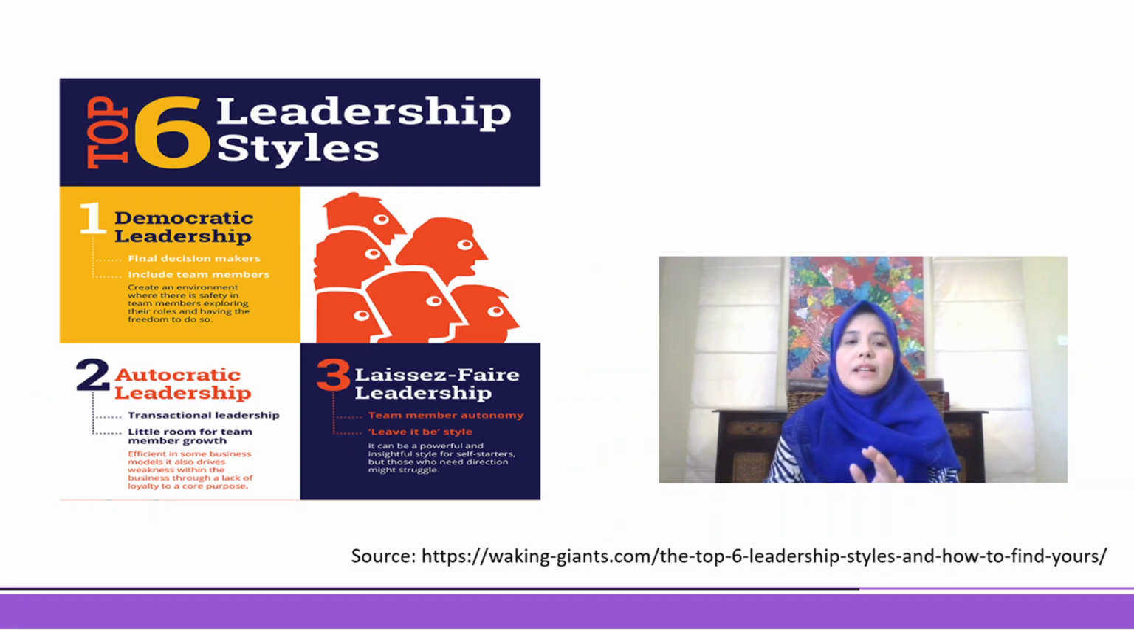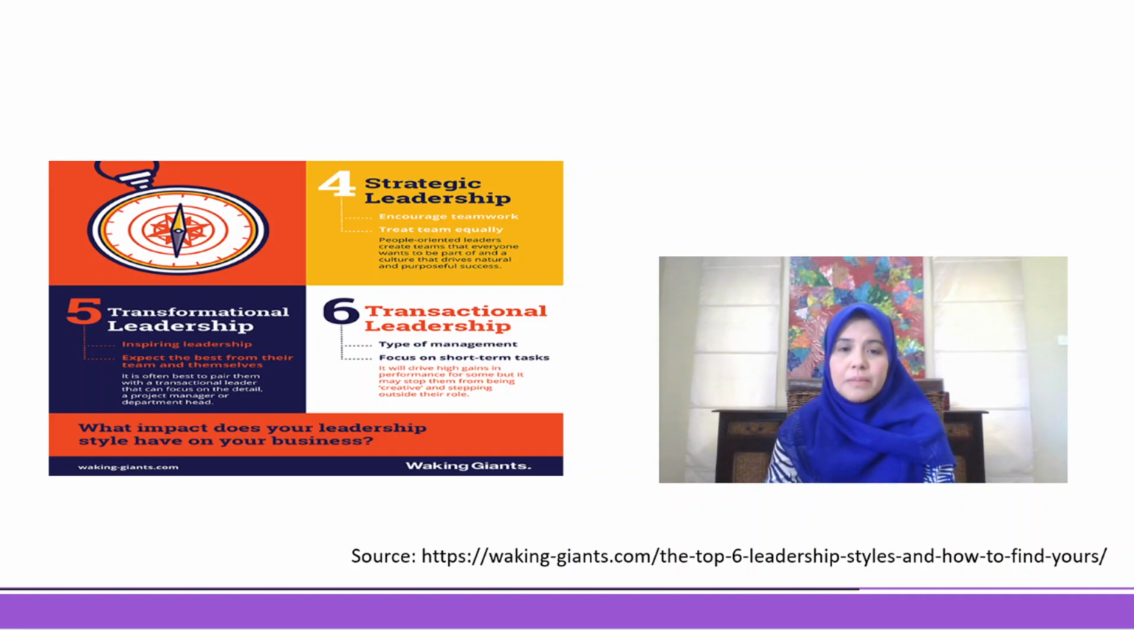As I mentioned before, these are the top 6 leadership styles: democratic leadership, autocratic leadership, and laissez-faire, as we have learned. Number 4 we have not learned, but it's a combination of a few styles that becomes a strategic leadership style. The one we are going to focus on is the transformational leadership style, which is more about inspiring people to get better reality and better results. Then number 6 is the transactional leadership style, which is more about managing and trying to maintain the status quo, usually focusing on short-term tasks.